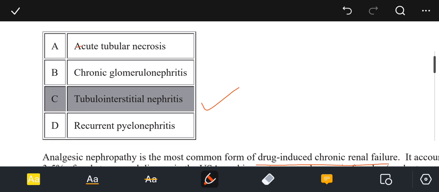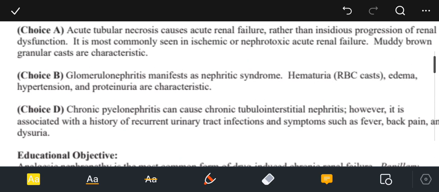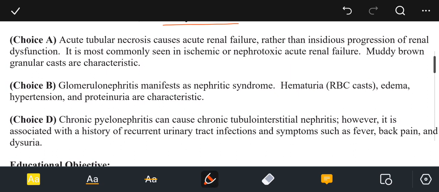The choice alpha, that is acute tubular necrosis. This is not the option of choice because acute tubular necrosis causes acute renal failure rather than insidious progression to renal dysfunction. It is most commonly seen in ischemic or nephrotoxic acute renal failure. Muddy brown granular casts are characteristic in that case.